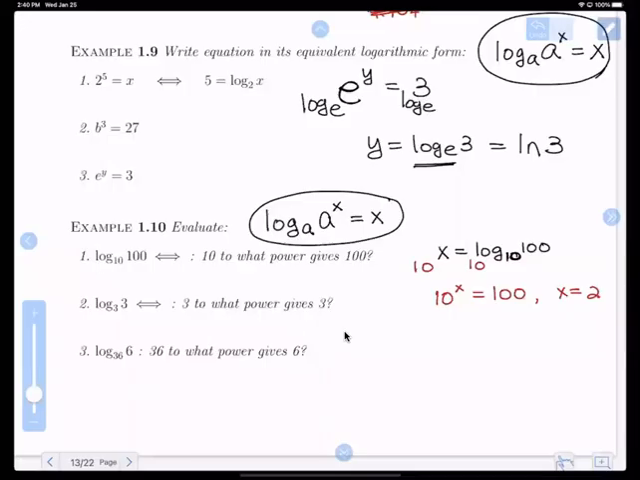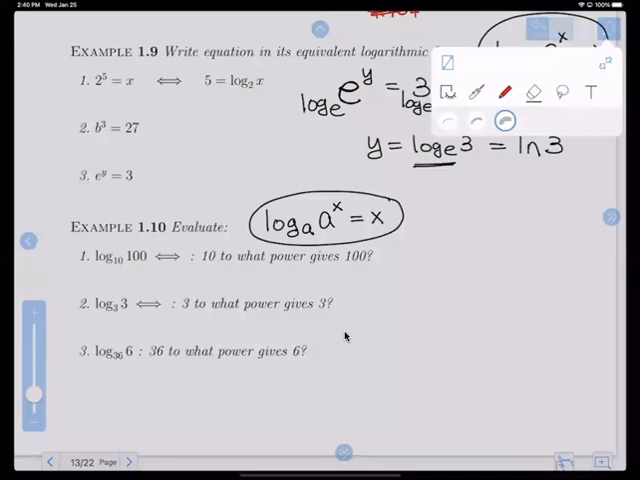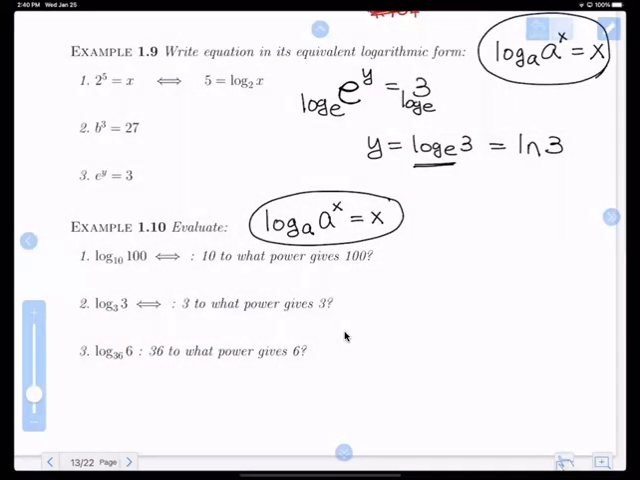Okay, the next one. And now you decide which one could be easier. It doesn't really matter, whichever you like. Log base 3 of 3. You write it out somewhere here. Here's a 3, here's a 3. a to the power 1 equals a, so it's 1.